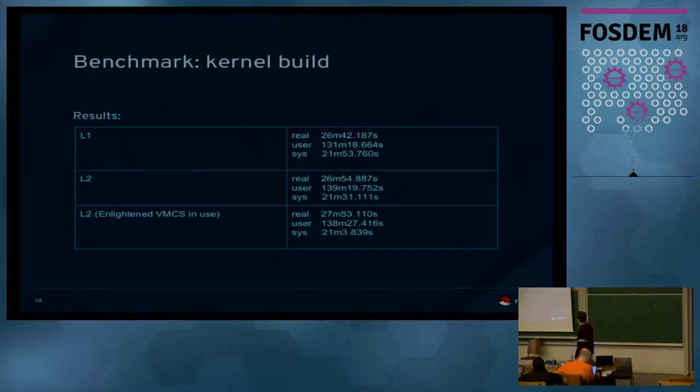If you try, you will see something like that. As you can see, the numbers are very close, actually. And our enlightenments don't even help in this case. They actually make things a bit worse. So why is that?